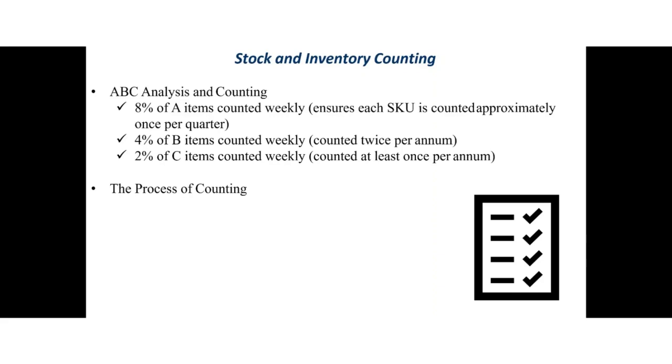Mispicks are more likely with fast-moving goods, and high-value items are prone to shrinkage. It is suggested, therefore, that fast-moving and high-value items are counted monthly. Medium sellers are counted quarterly, and slow-moving items either once or twice a year. Here are the percentages that can be used to ensure a comprehensive count: 8% for A items every week, 4% of the B items weekly, and 2% of the C items counted weekly. The accuracy of the count will also determine the frequency. A high error rate should result in more frequent counts until the accuracy improves.